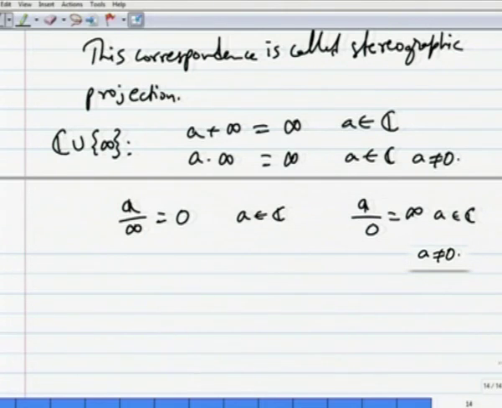So, this is a discussion about the Riemann sphere. We have added a point at infinity in addition to the complex numbers, and then there is a distance measuring gadget as well. So, we will put this to use when we study Mobius transformations.